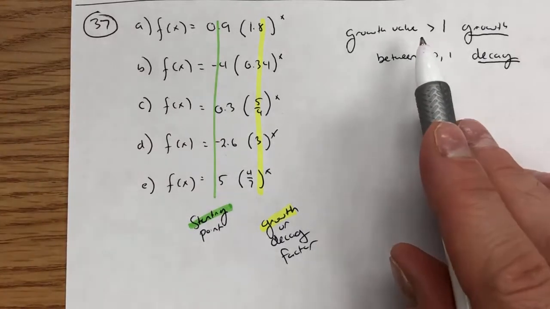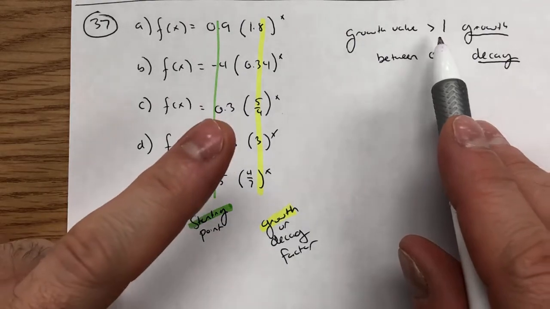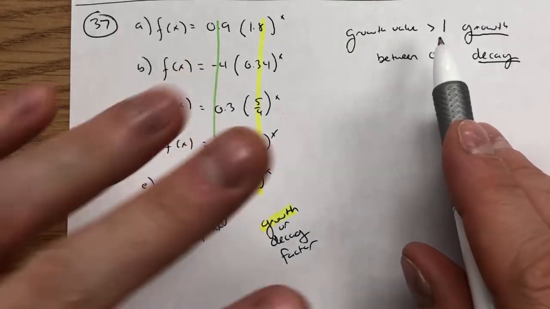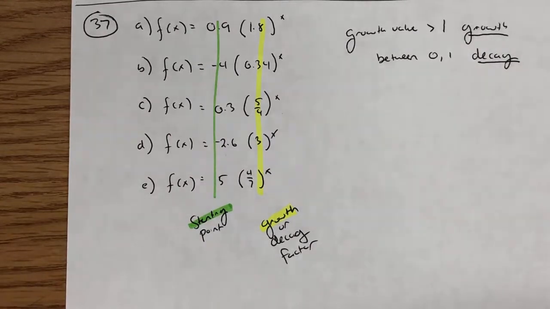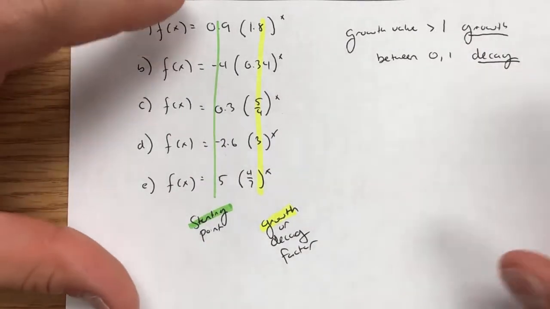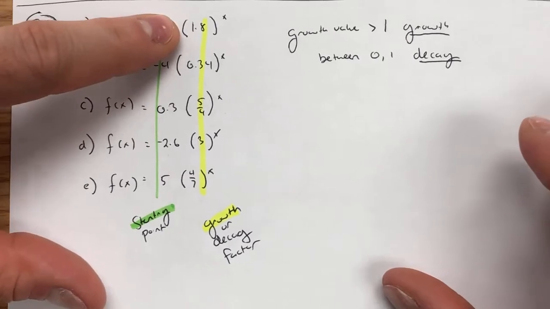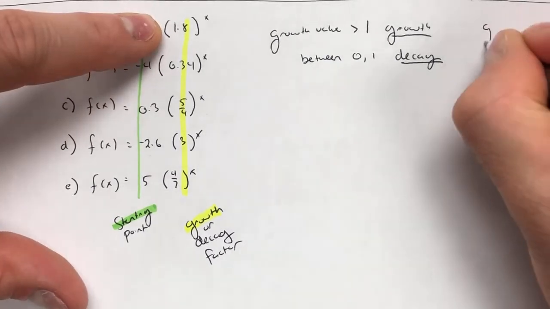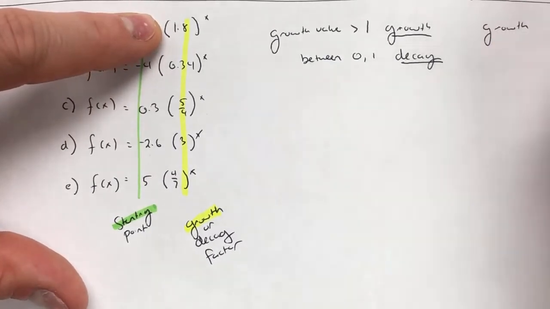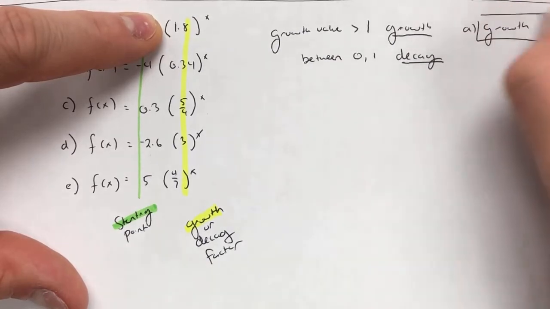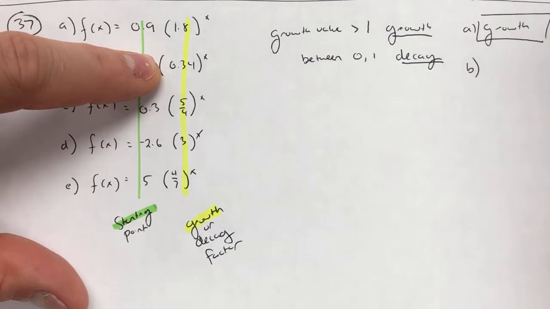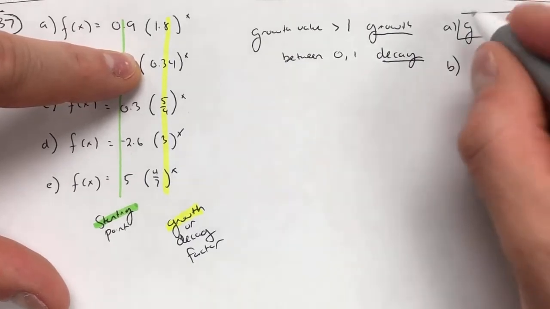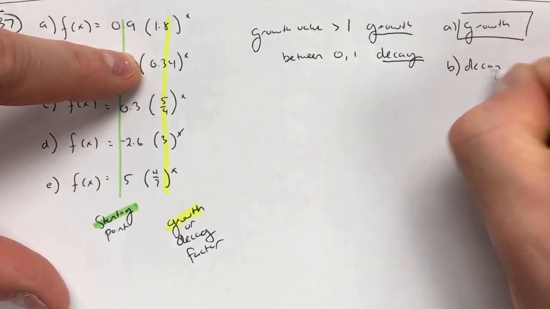If the value is larger than 1, let's say 2, and I start with 1, 1 times 2 is 2, 2 times 2 is 4, 8, I'm getting growth. My numbers are getting bigger. So explicitly stating, for A, that 1.8 is going to be growth. For B, that number is between 0 and 1. I'm multiplying, I'm going to slowly get smaller and smaller and smaller. This is decay.